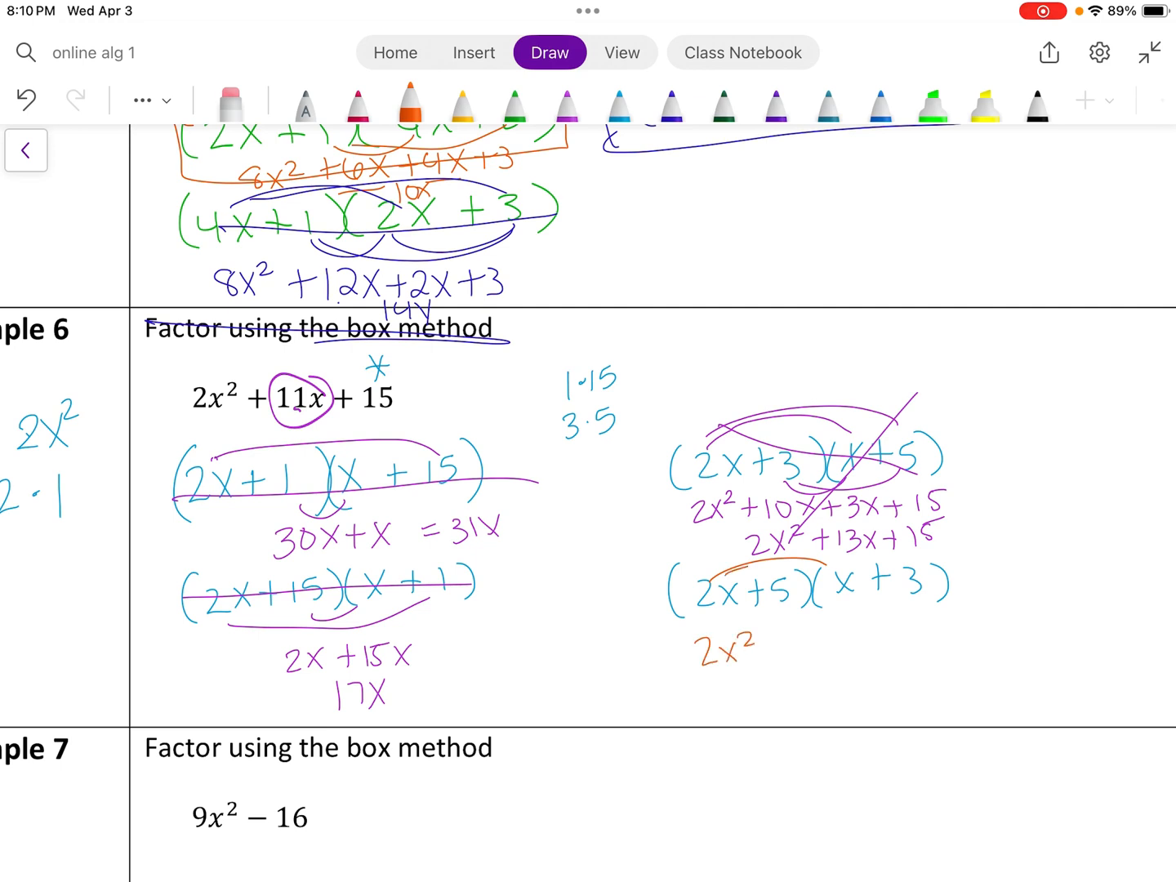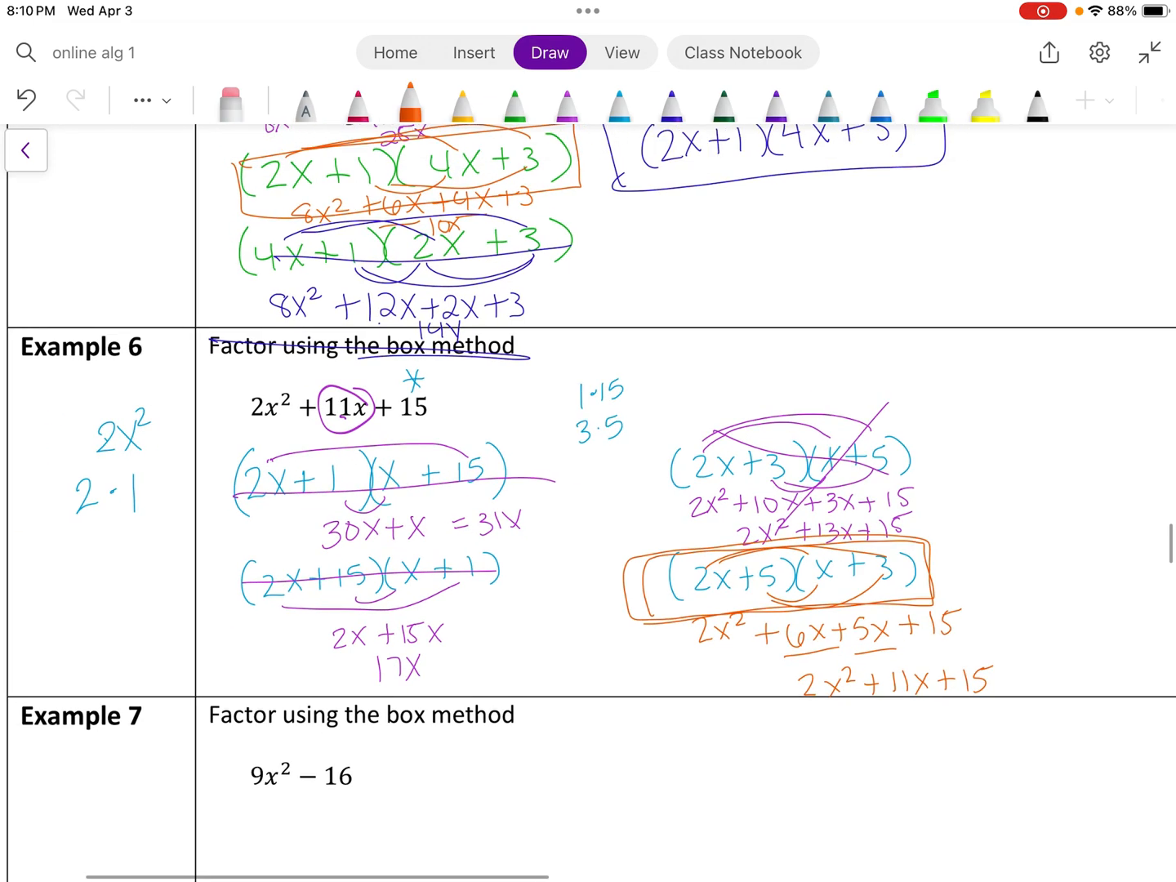2x times x is 2x squared. 2x times 3 is 6x. 5 times x is 5x. 5 times 3 is 15. Well, 6 and 5, there's my 11x. 2x squared plus 11x plus 15. So this is our answer. This is our factored form, because that multiplies to be that original trinomial.